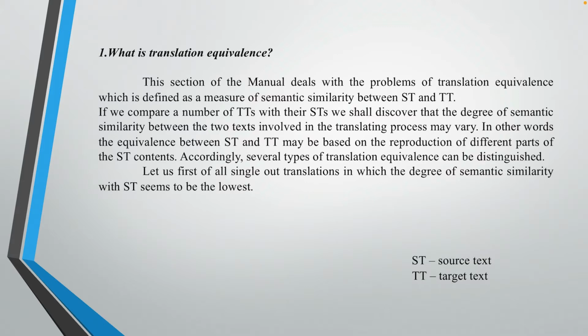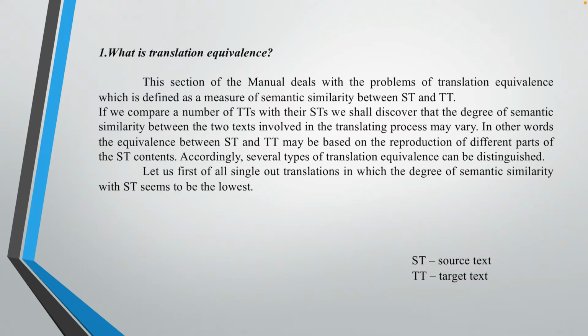If we compare a number of target texts with their source texts, we shall discover that the degree of semantic similarity between the two texts involved in the translating process may vary. In other words, the equivalence between source text and target text may be based on the reproduction of different parts of the source text contents. Accordingly, several types of translation equivalence can be distinguished.